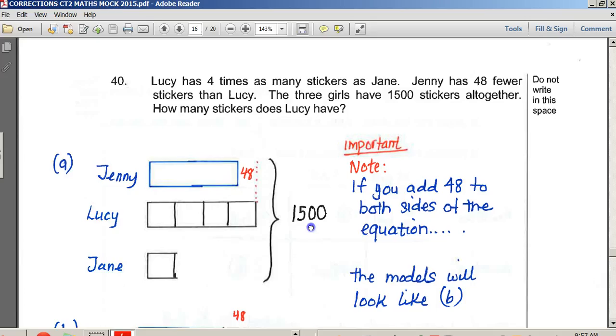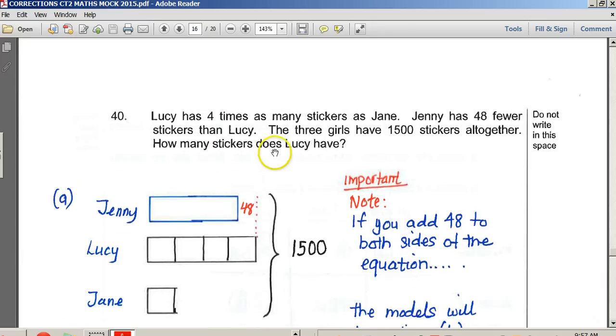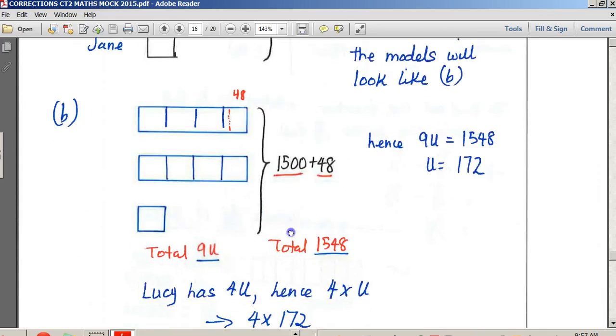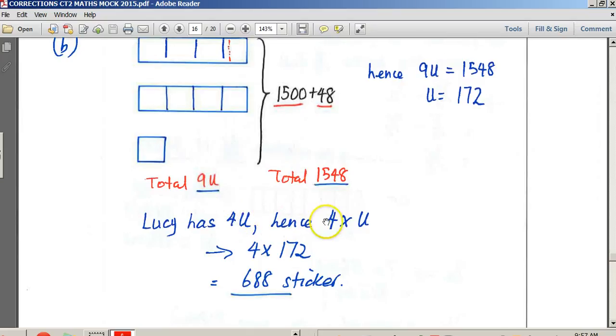Take a look. How many stickers does Lucy have? You only need to find 4u. After calculation, 4u should be 4 times u, 4 times 172. 172 for u, which is 688 stickers. Lucy has 688 stickers. 172, 172, 172, 172.